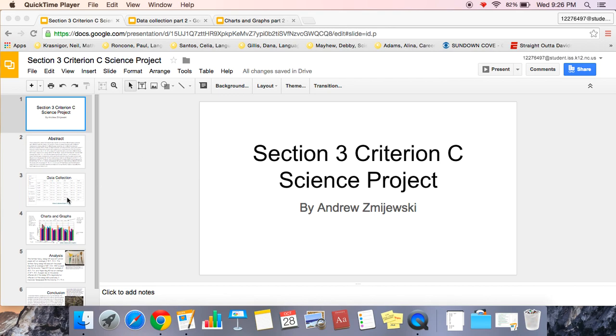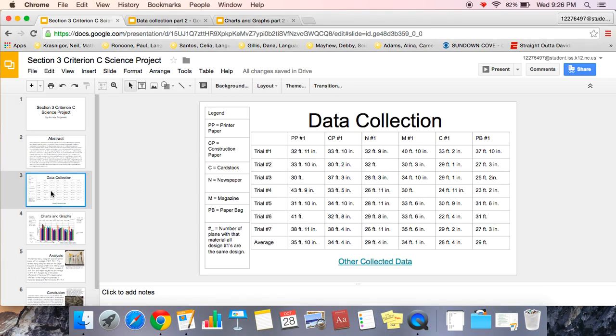I'm Andrew, and this is my science project, which I did on paper airplanes. So, I've got my abstract and data collection here. What I did for my project, essentially, is I just saw how far I could throw paper airplanes. Obviously, I've got my legend here, which shows what the abbreviations mean. I had 7 trials for each paper airplane, and I had 6 different materials.